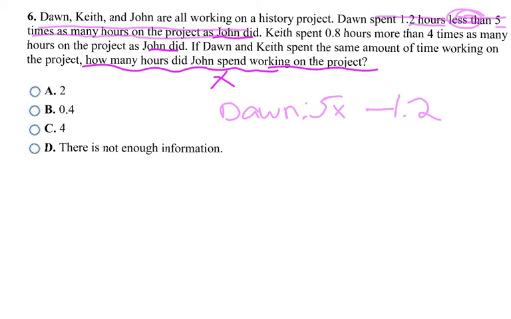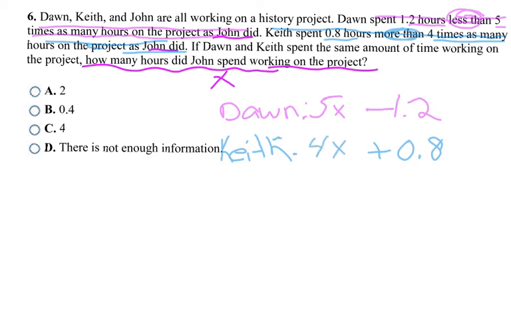And then I need to do the same thing for Keith. Keith spent 0.8 hours more than 4 times as many hours on the project as John did. So I have this "more than," which works like "less than." It's going to be a flip, only it's addition. And 0.8 was at the beginning in the written, so that's going to be at the end in my math expression. And then 4 times as many hours as John did, or X, so 4 times X, or just 4X.